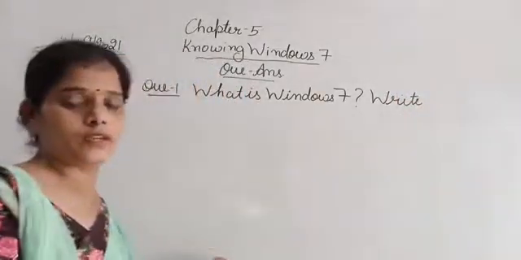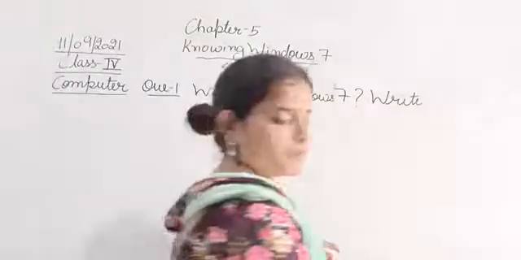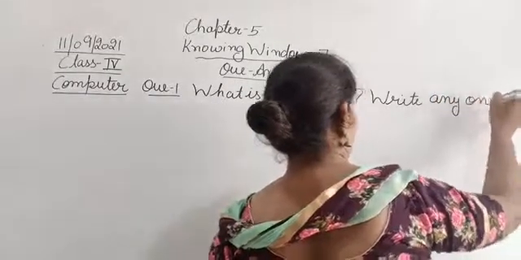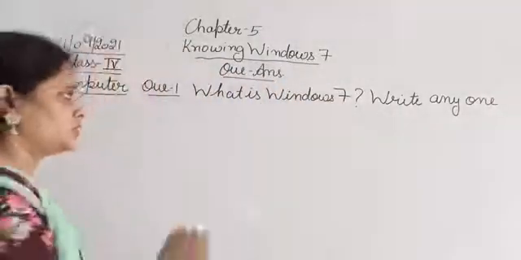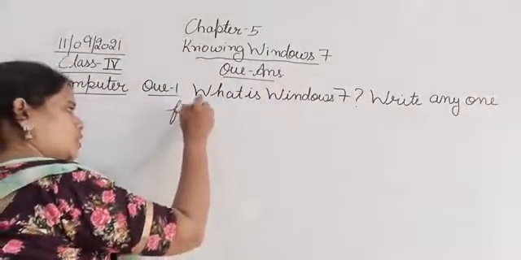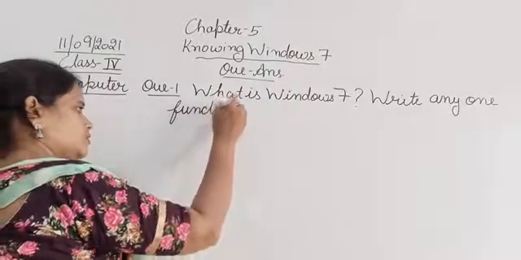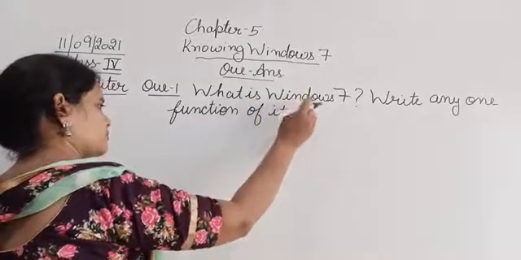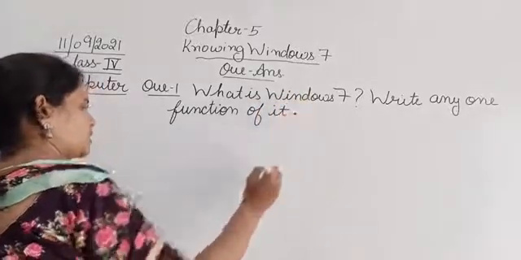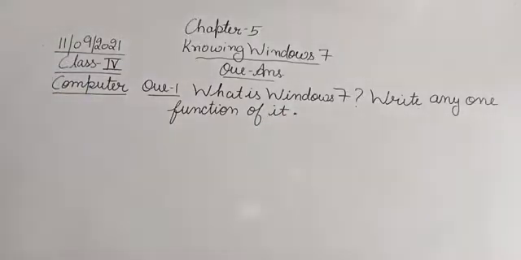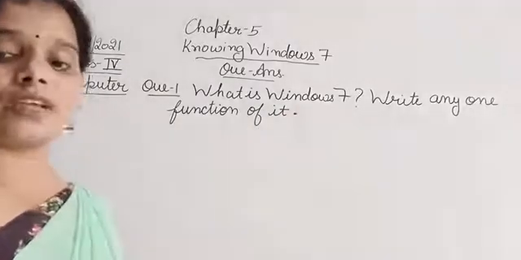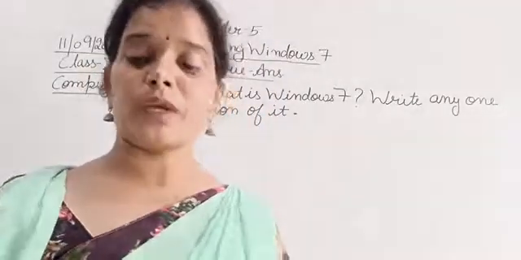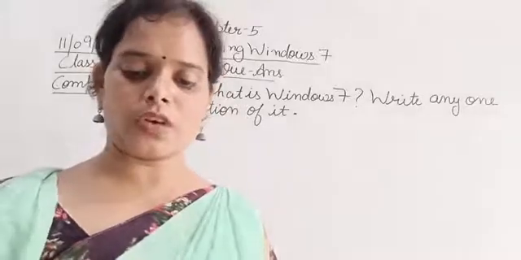What is Windows 7? Write any one function of it. Full stop. So first of all we have to mention the meaning of Windows 7. Windows 7 क्या है और उसके function क्या है. So Windows 7 has various functions, but we have to mention only one. So what is Windows 7?